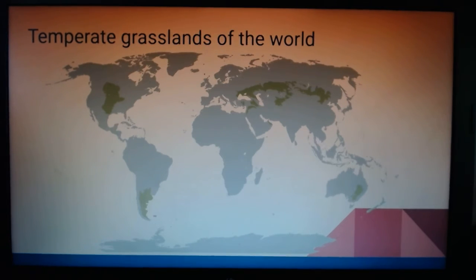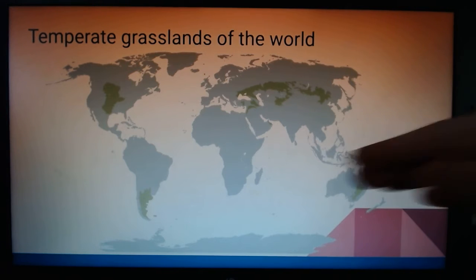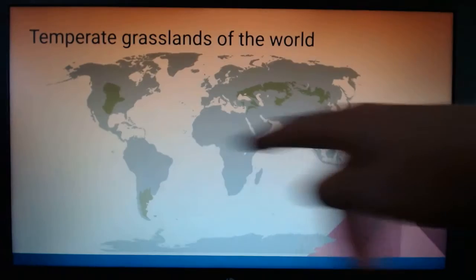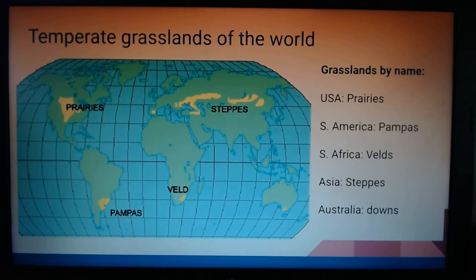Now, temperate grasslands of the world. These are further north and further south than our tropical. Okay, the tropical grasslands are closer to the middle, the equator. Now, I want you to make a quick note of these as well, under where you've headed up. Okay, so you can pause.